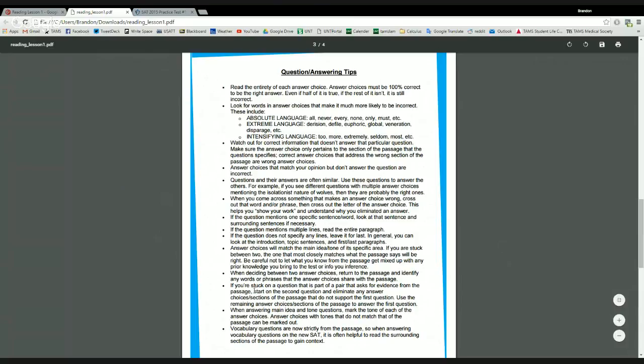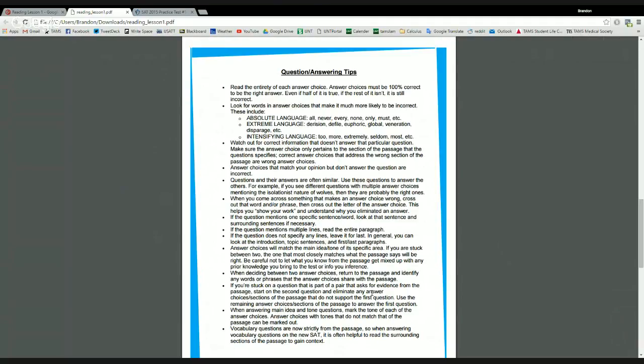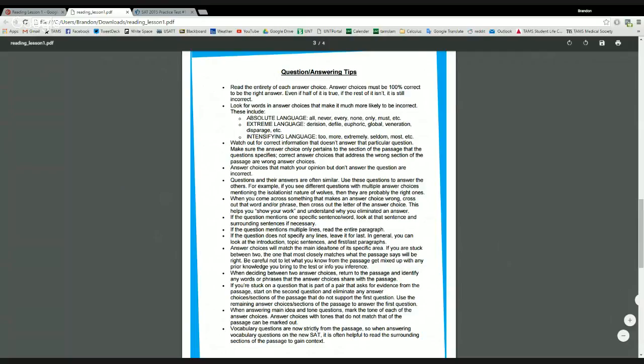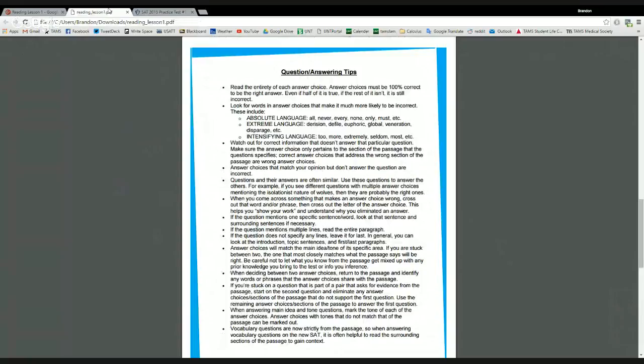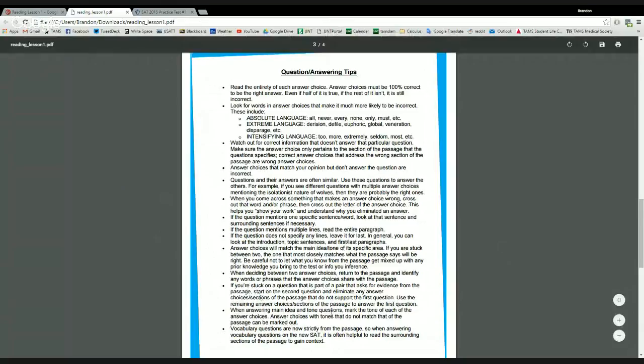On a question for evidence from the passage, start on the same question and eliminate any answer choices or sections of the passage that do not support the first question. Use the remaining answer choices of the passage to answer the first question. So basically, when you go through the questions that are line-based, you should be able to get a quick summary of what the whole passage is about. And if you can't answer the main idea based on what you've already known, then you should go back and read the topic sentences and first and last paragraphs to get the main idea.